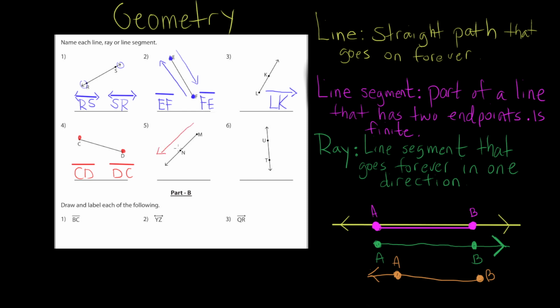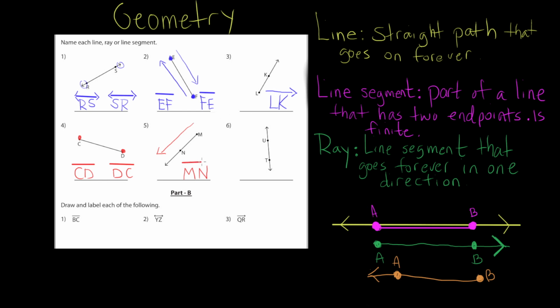Okay, this one looks like this one, but it's a little different because we are moving now to the left. Okay, so we are not going to start at N. We're going to start here. So we're going to say that this is ray MN, thinking about the direction that it goes.